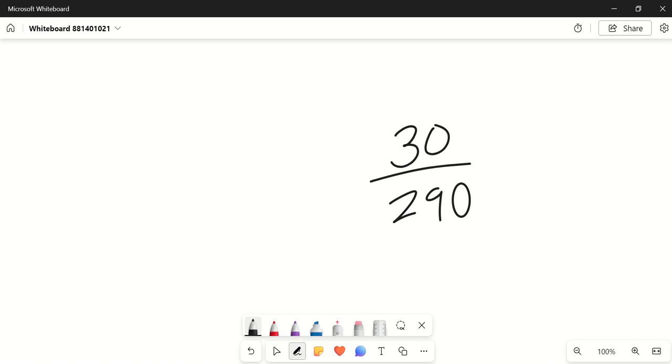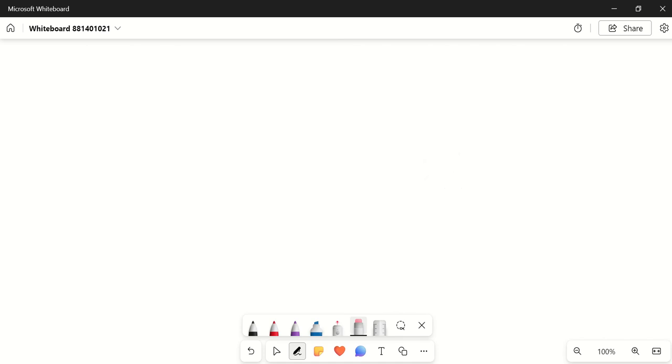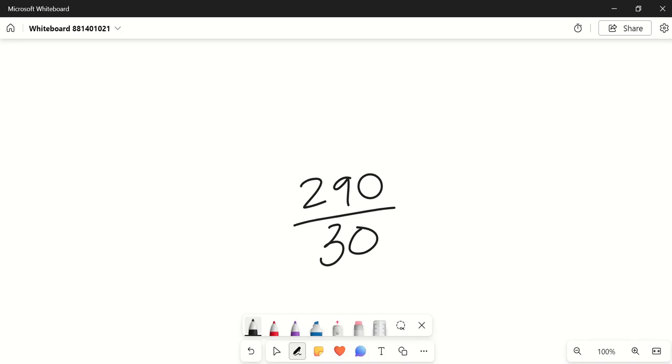Now I'd have to find a unit rate. So again, let's see if 290 can be divided by 30. And it cannot. But we're going to approximate that. So we're going to change this. 30 minutes will be on the bottom, 290 miles will be up top, because they're asking us to find the approximate constant rate of change in miles per minute. So 30 is a minute, distance of miles is 290. So we need to make this 1. So I have to divide both by 30.